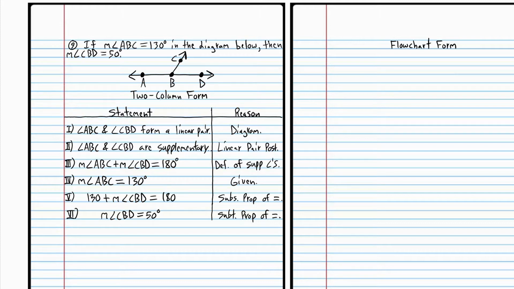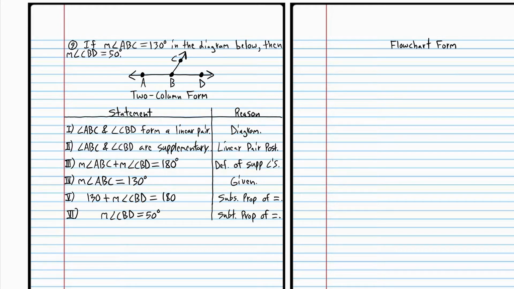So we start off by saying that this angle and this angle form a linear pair. Now why is that? Well, we can see it just by looking at it. They share the same vertex, and the non-common rays, or the non-common sides, are going in opposite directions. So that means that this angle and this angle form a linear pair. And why do we know that? Well, we can just see it in the diagram. And by the linear pair postulate, remember, if two angles form a linear pair, then they must be supplementary.